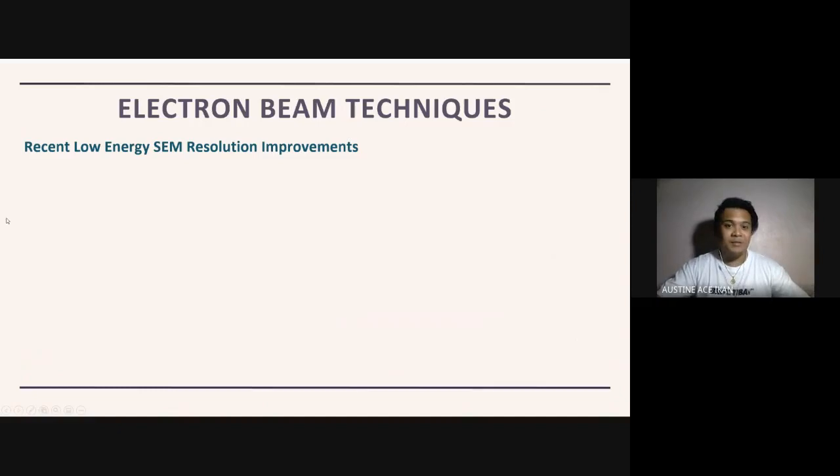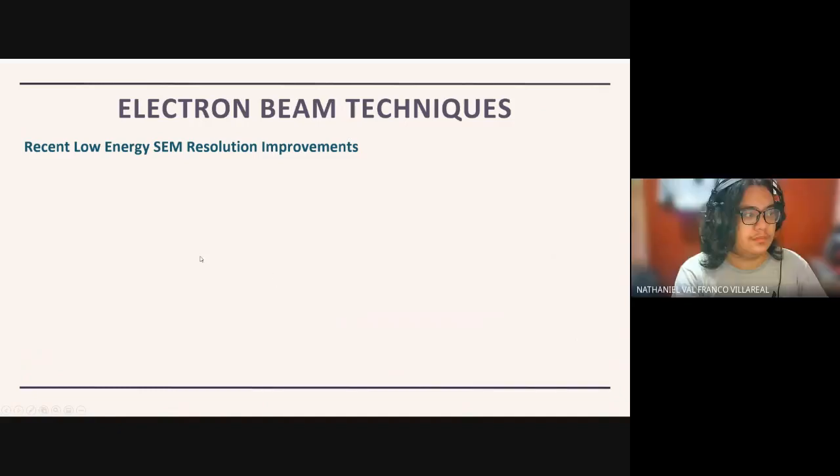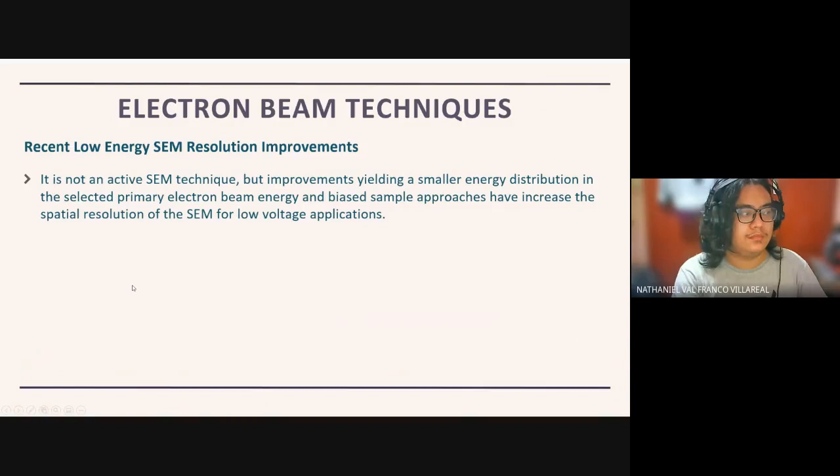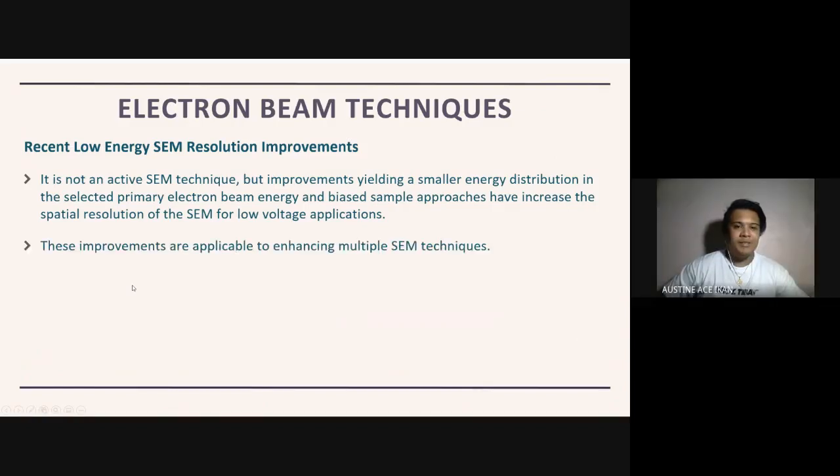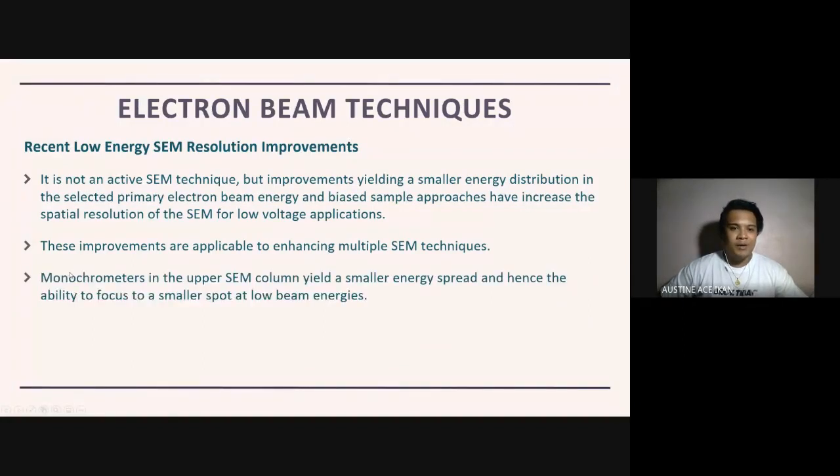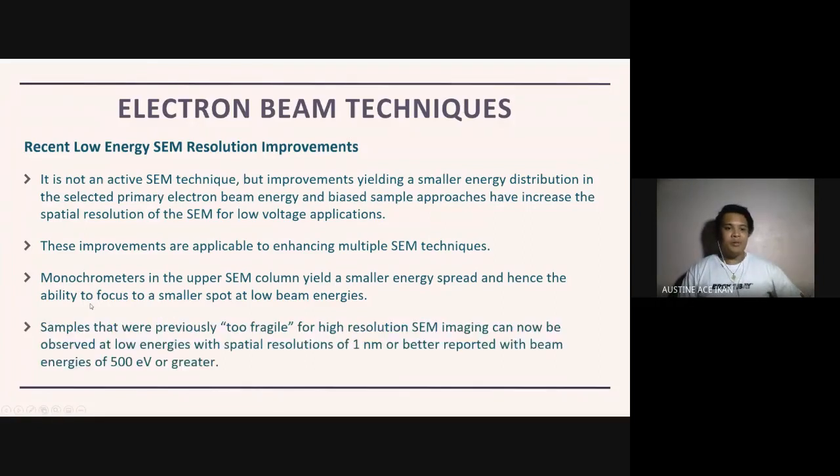For the last electron beam technique, recent low energy SEM resolution improvements. So it is not an active SEM technique, but improvements yielding a smaller energy distribution in the selected primary electron beam energy, and bias sample approaches have increased the spatial resolution of the SEM for low voltage application. So these improvements are applicable to enhancing multiple SEM techniques. And monochromators in the upper SEM column yield a smaller energy spread and hence the ability to focus a smaller spot at low beam energies.